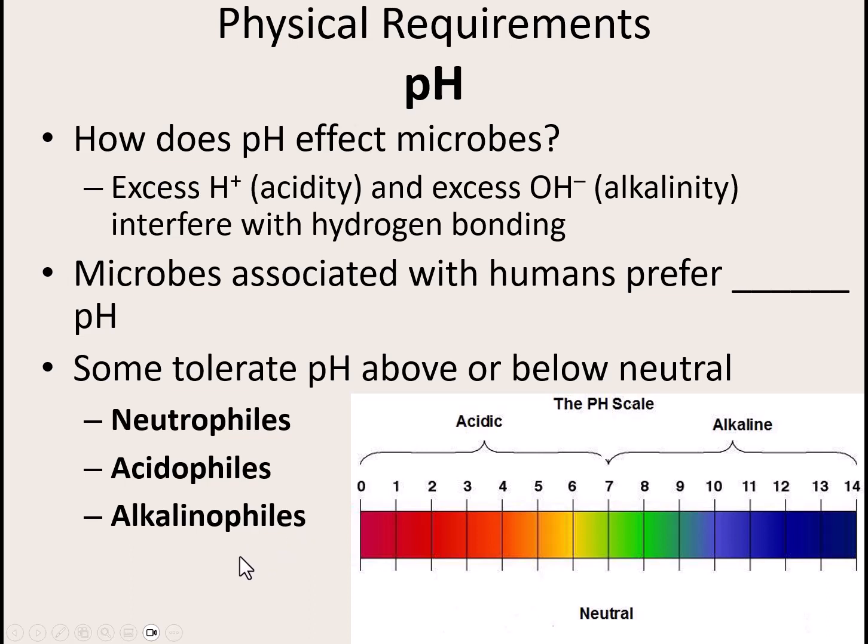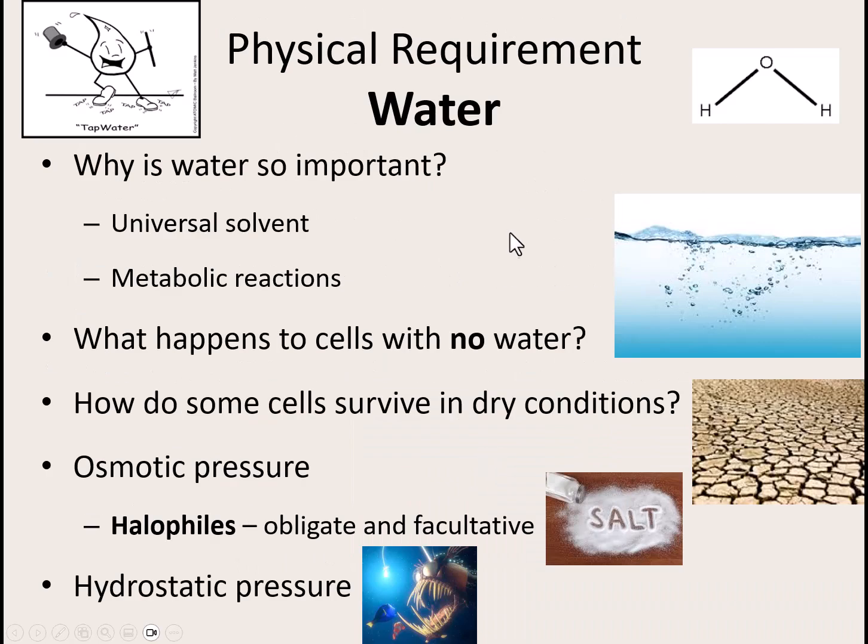Another physical requirement that microbes need is water. Just like us, we require water. The main reason why water is so important is that it's a universal solvent. It's going to dissolve almost anything. This includes different nutrients, different enzymes. It's also important in metabolic reactions. A lot of times water is needed to break things apart. We even saw that in the Krebs cycle. Water has to go in as part of the process for breaking down different molecules.